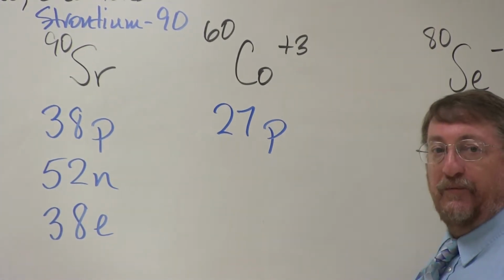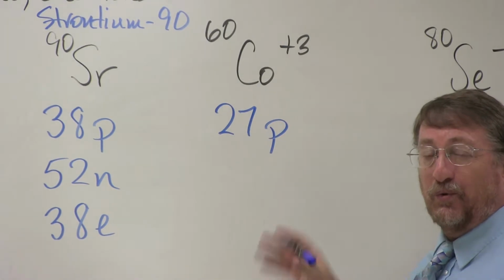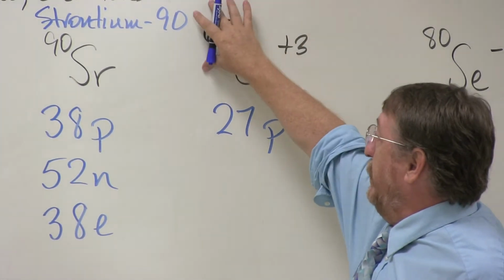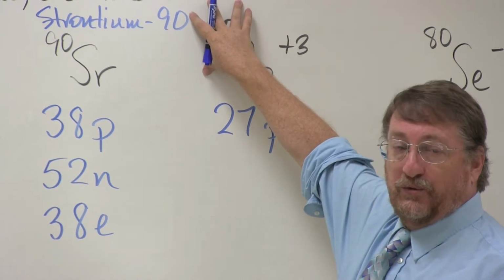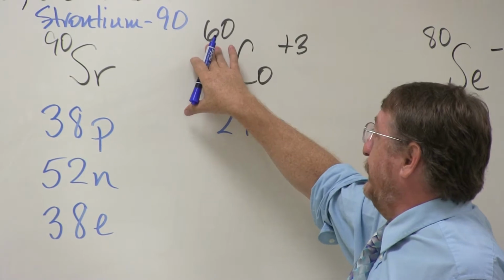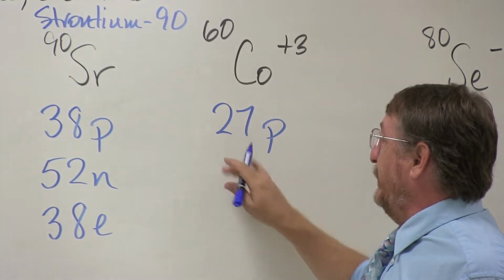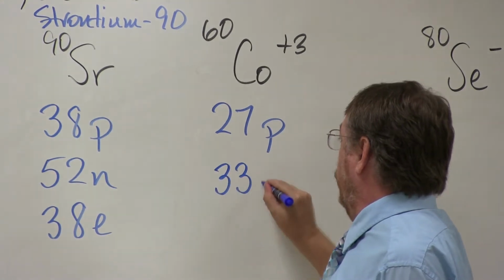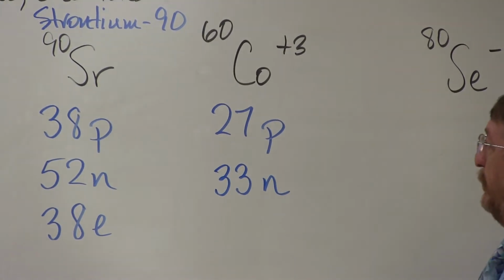The number of neutrons are neutral, so the charge has no effect on neutrons whatsoever. But the mass number does reflect the neutrons because the proton and neutrons both have the same mass. So 60 mass number minus 27 is going to give me 33 neutrons. So I have 33 neutrons.